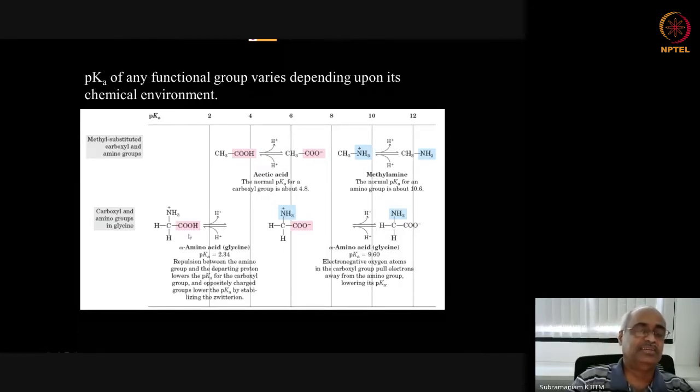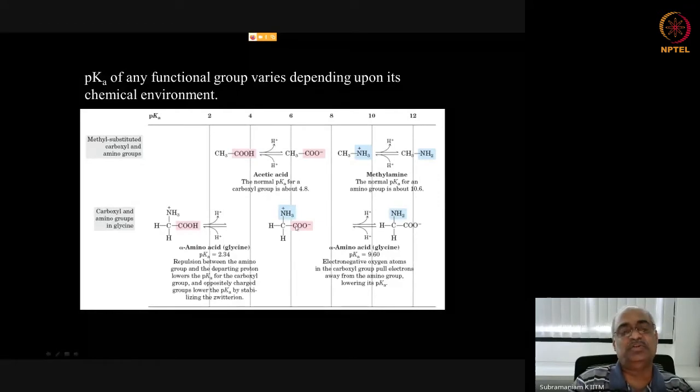In this case, the leaving group, the proton, has a charge repulsion with this positively charged amino group. So that promotes the proton to readily leave, one. And second, the product of that dissociation will be this negative charge, and this negative charge and positive charge stabilize each other. So due to these two reasons, the dissociation is promoted here, and as a result, the pKa value is lower for the carboxyl group in glycine compared to the carboxyl group in acetic acid.